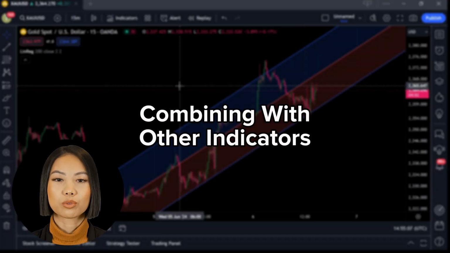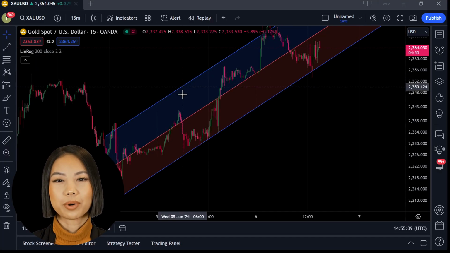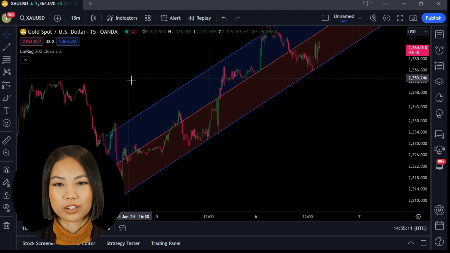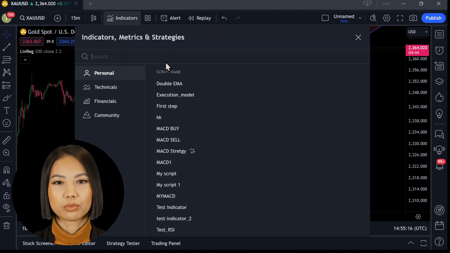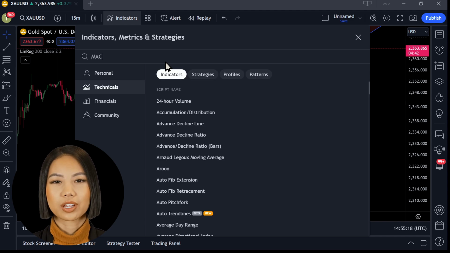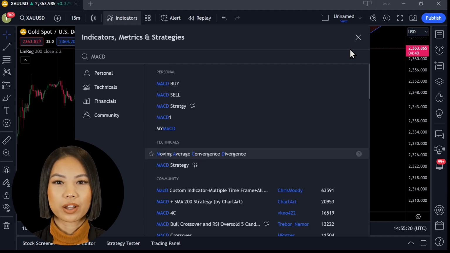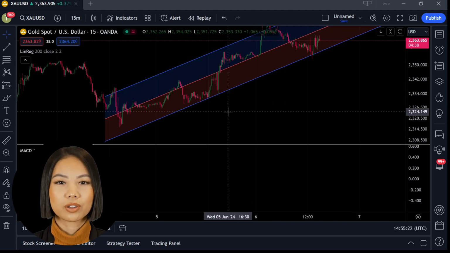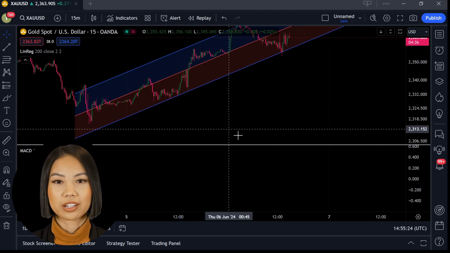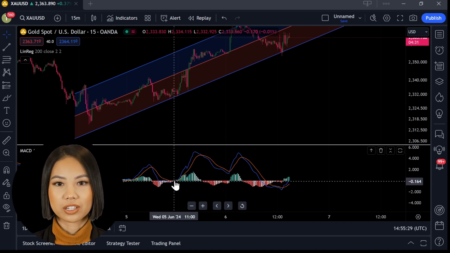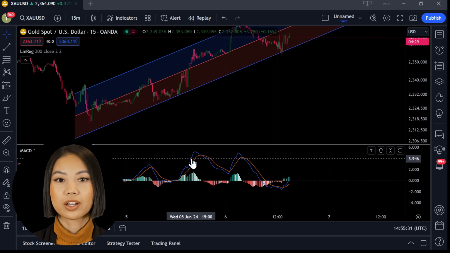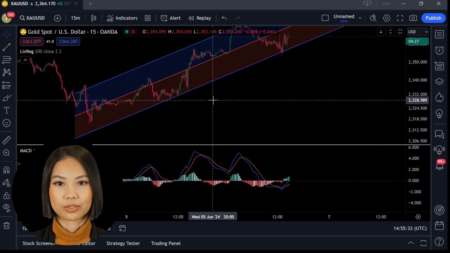Using it in combination with other indicators. Combining the linear regression channel with other indicators enhances its effectiveness. For example, pairing it with the Moving Average Convergence Divergence, MACD, can provide more robust signals. When the price hits the lower channel line and the MACD shows a bullish crossover, the MACD line crosses above the signal line, it confirms a stronger buy signal.